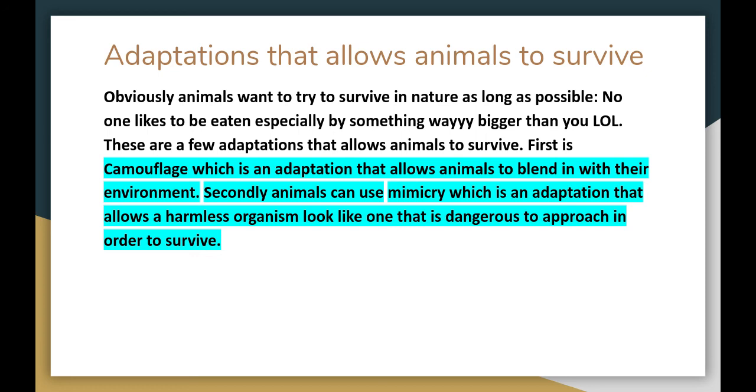So now we're going to talk about adaptations that allow animals to survive, because animals can survive in nature and they want to survive in nature as long as possible. So you may see animals on your everyday walk. If you take a walk to get some air, you may see a deer hiding in the woods, or you may see an insect hiding on a log, or you may see a snake slithering and hiding in the grass. Those are types of camouflage.